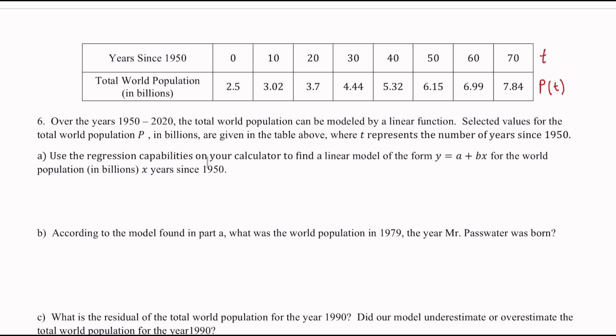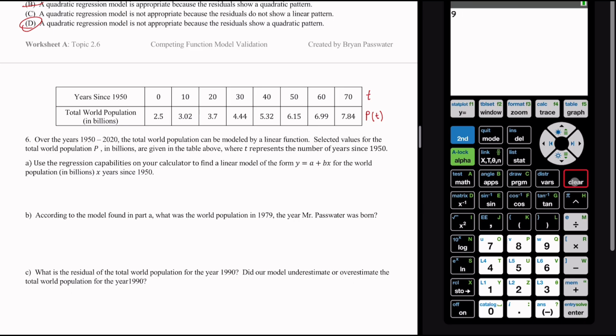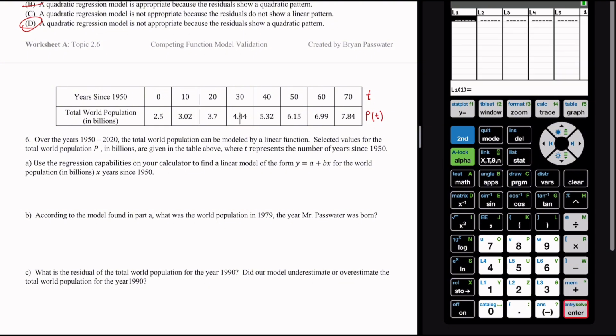So using the regression capabilities on your calculator, so we're going to pull up a calculator to find a linear model for the world population in billions, X years after 1950. So let's pull up a calculator. Okay, so we have a calculator pulled up, and by now you should basically memorize how to do this. So math stat, and then click edit, and then put in your data values. L1 will be the X values, and L2 will be the Y values. So let's go ahead and do that.